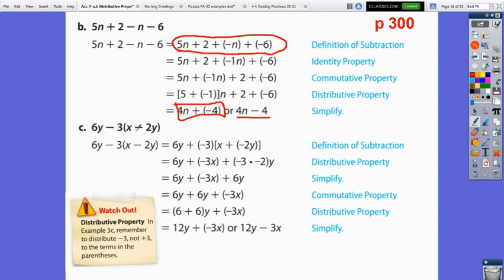6y minus 3 times x minus 2y. So now we have distributive property and then some like terms after that. A minus sign in front of the distributive property like this, very easily missed by people. You want to change this minus sign to plus -3, which they have done right here. Okay. And then also the subtraction inside the parentheses, like we talked about before, change that to plus a negative.